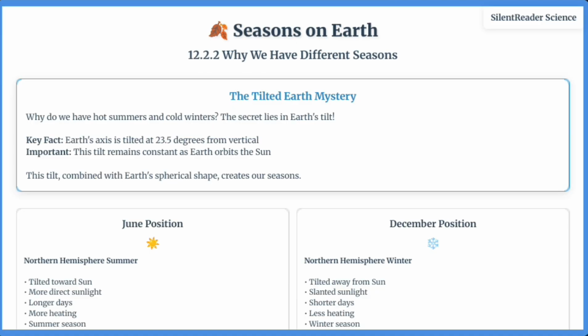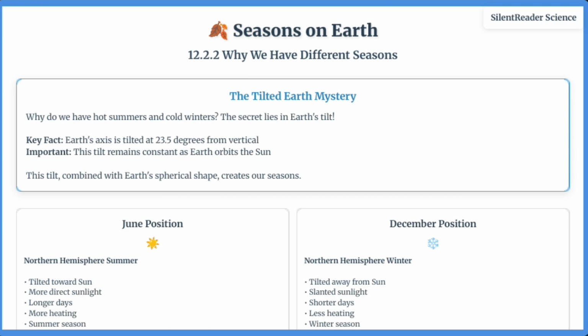In June, the northern hemisphere tilts toward the Sun, receiving more direct sunlight and longer days, creating summer. In December, the northern hemisphere tilts away from the Sun, receiving slanted sunlight and shorter days, creating winter.